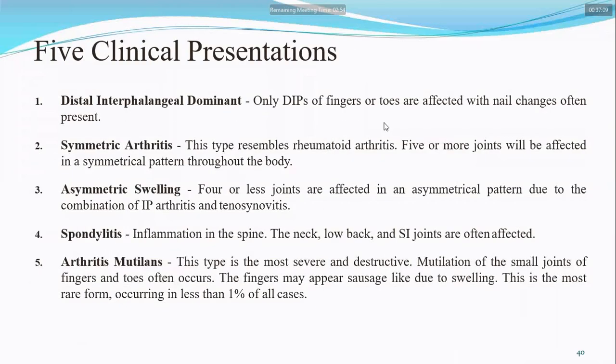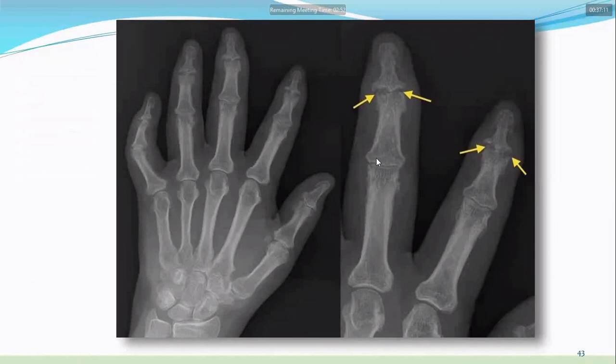This is a picture of psoriatic arthritis. I think I have mentioned this. This is the proximal interphalangeal joint. This is the distal interphalangeal joint. There is the lesion in the distal interphalangeal joint. It is asymmetric. There is asymmetric swelling. Sometimes it can go to arthritis mutilans. There can be rapid destruction.